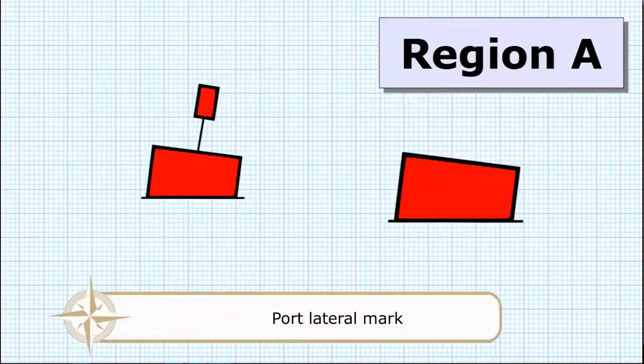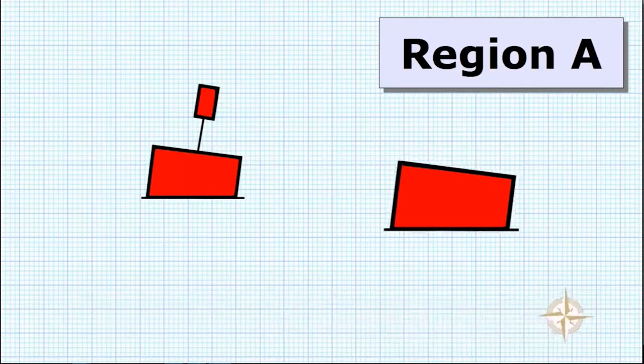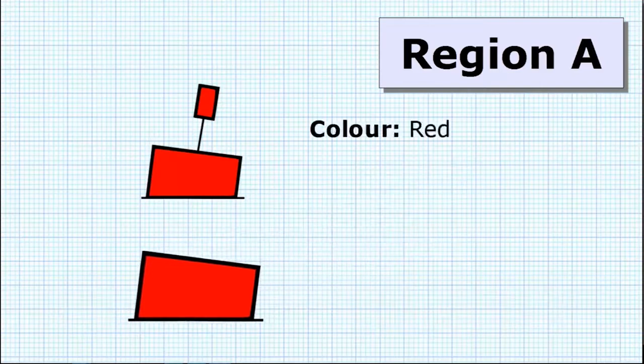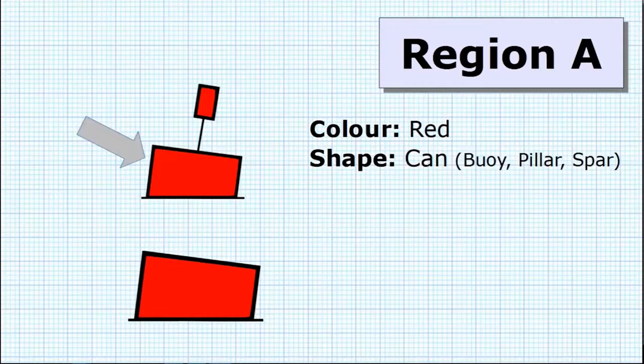To look at the buoys in a little bit more detail, we're going to start off with the port lateral mark in region A. For each of these, we're just going to look at all the different characteristics. First off, its colour. Well, obviously it's red. If we look at the main part of the buoy, we get an indication of shape, which is going to be can shaped. Now this could be on a buoy, a pillar, or a spar. We'll cover these different things later in the video.